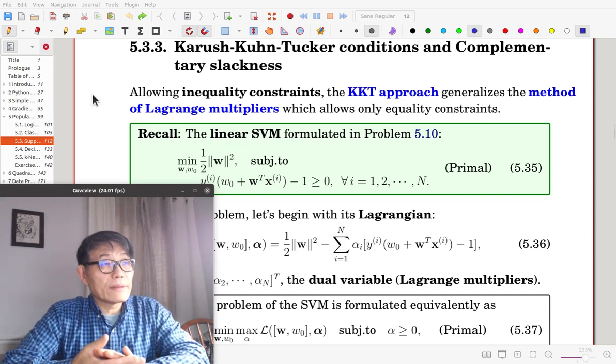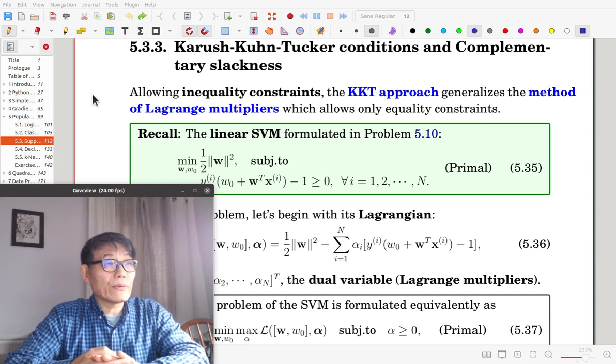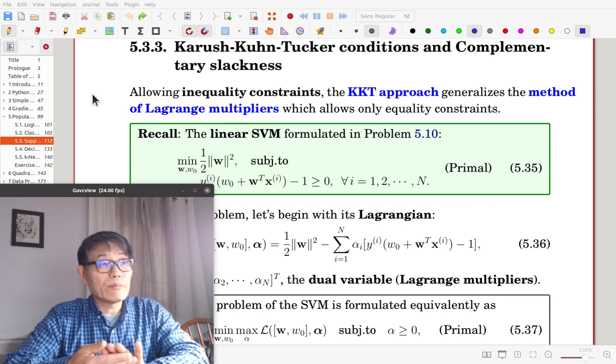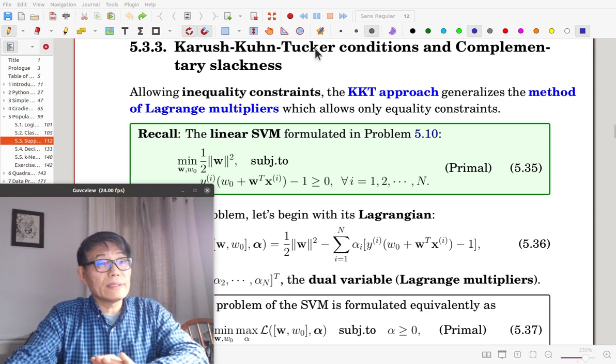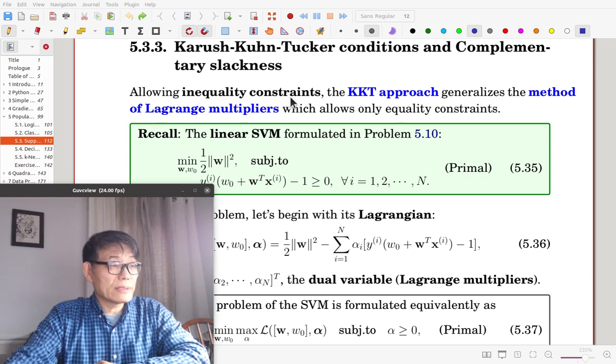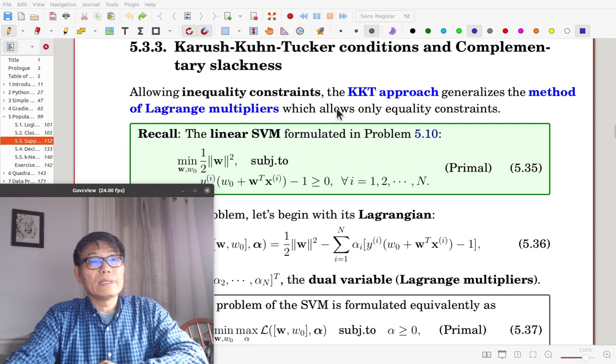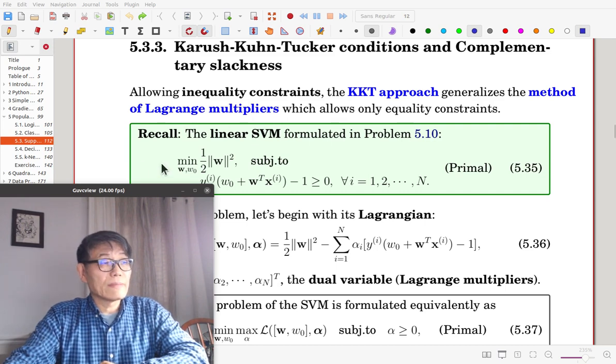It is the third part of section 5.3, Karush-Kuhn-Tucker conditions and complementary slackness. The KKT approach is a generalization of the method of Lagrange multipliers. The KKT method allows inequality constraints, while the Lagrange multiplier method deals with only equality constraints.